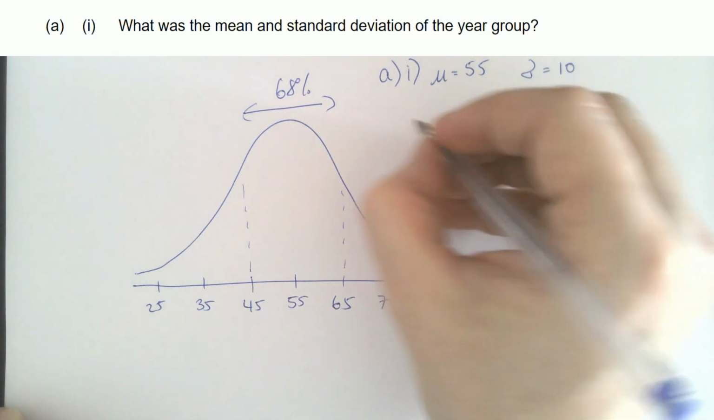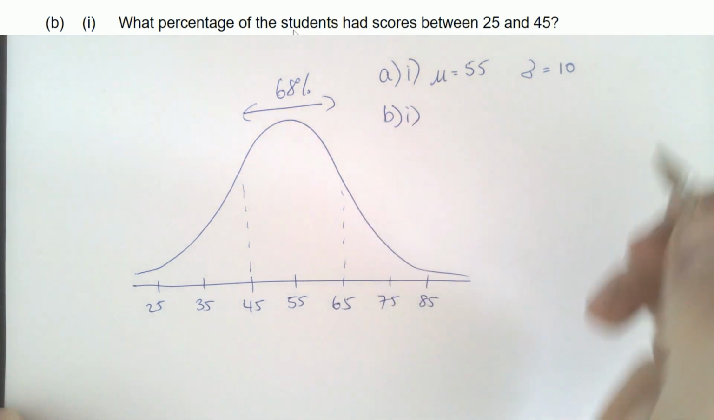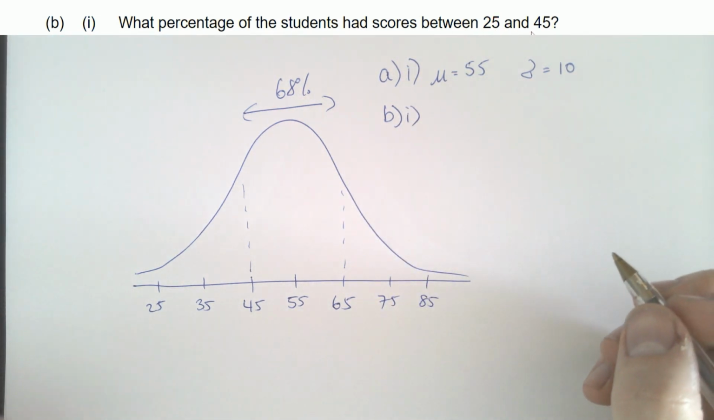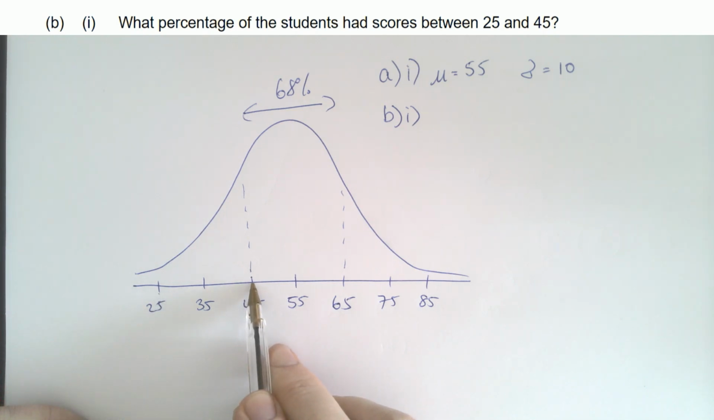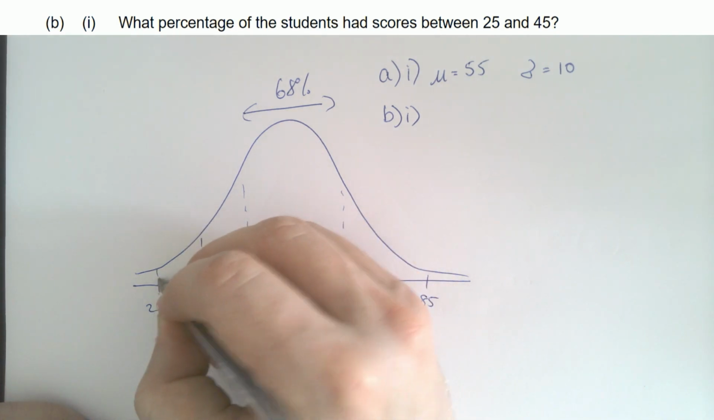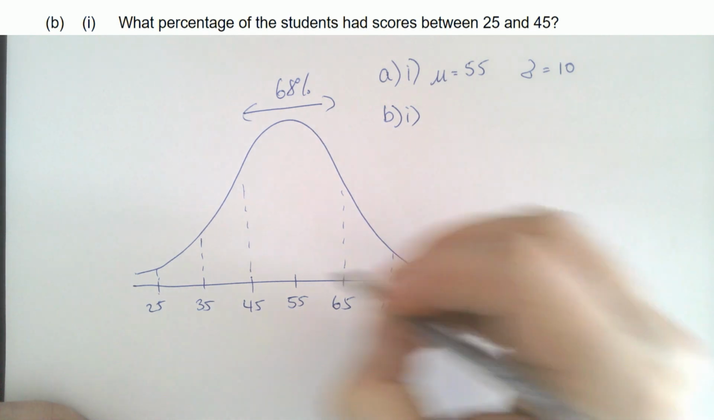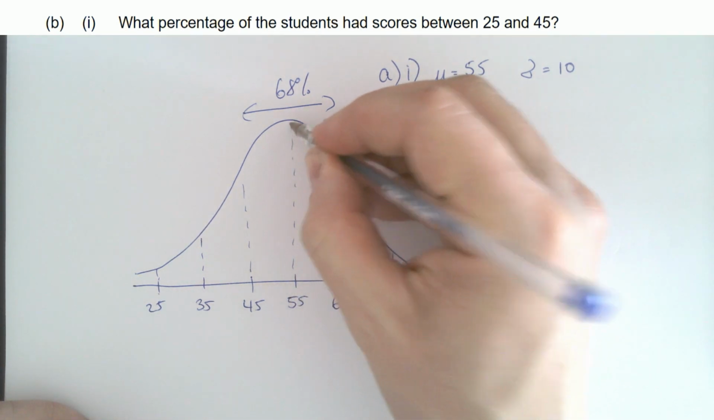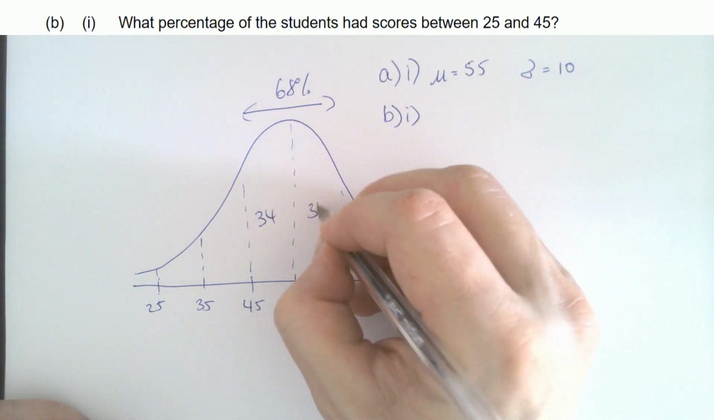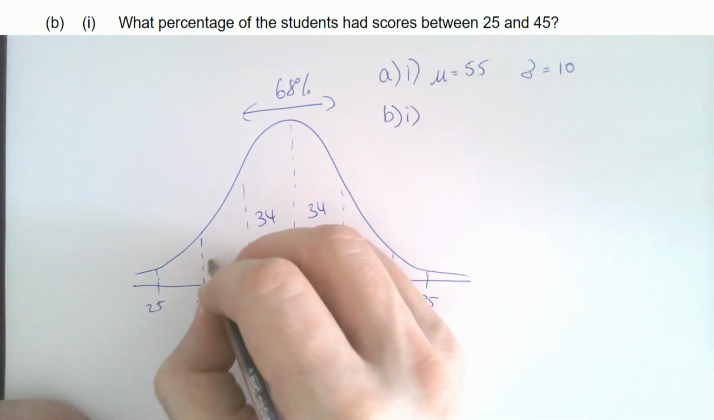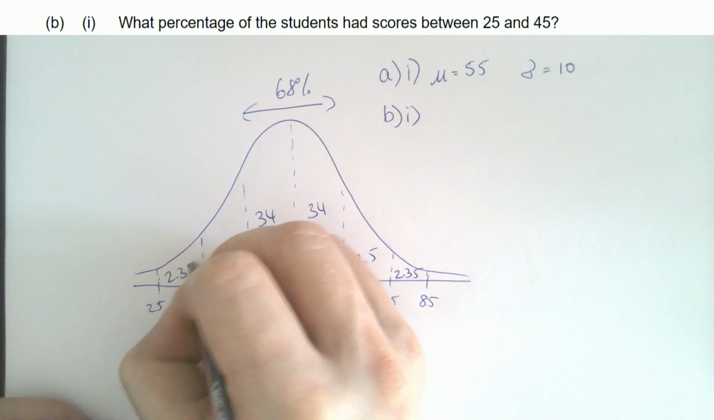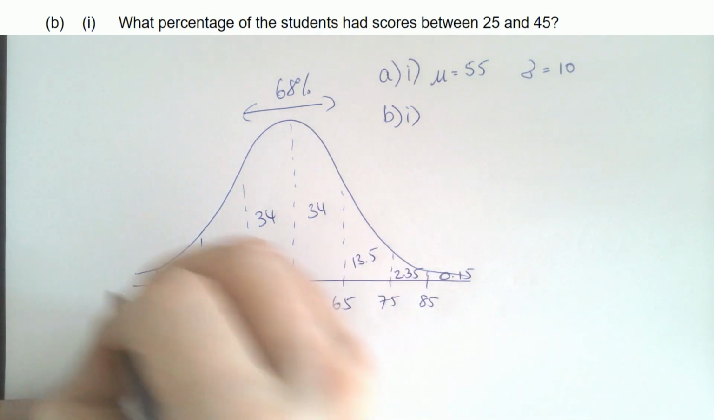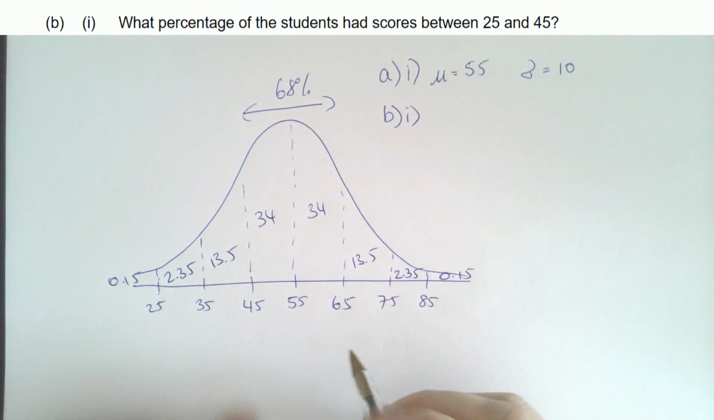Okay, part B then. It said to use the empirical rules to solve the following. What percentage of the students had scores between 25 and 45? So I'm going to do what I've done so far in all these questions, which is separate these regions up and just mark in what the percentages are. So this is 34 and 34, 13.5 and 13.5. And you'll find if you do this every time, it's just going to commit to your long-term memory. And this won't be a stressful question then.